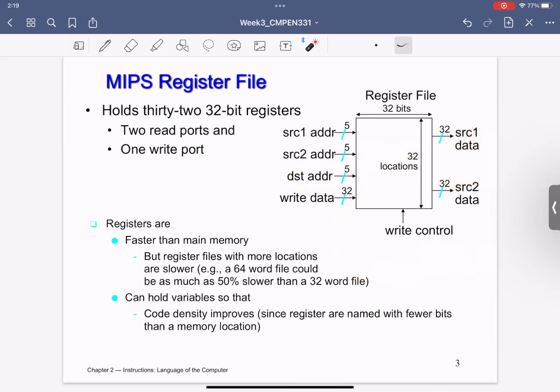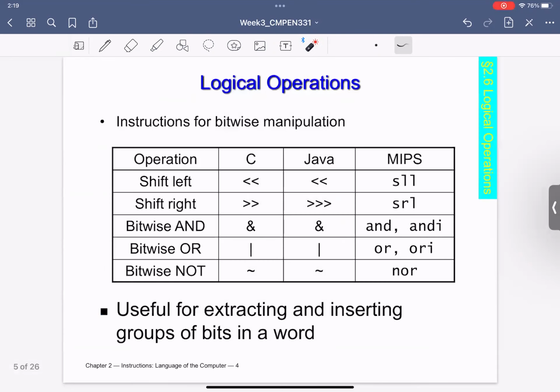So here you can think we have two read ports, one write port. As we mentioned, we can also have even a 64-word file. It might be a little bit, of course, slower than a 32-bit one, because now it will take more time to read or to write.